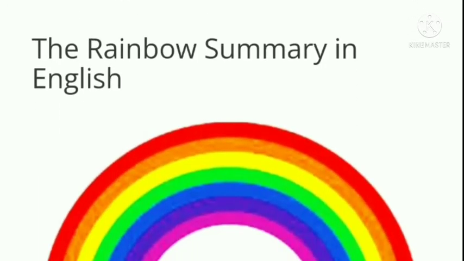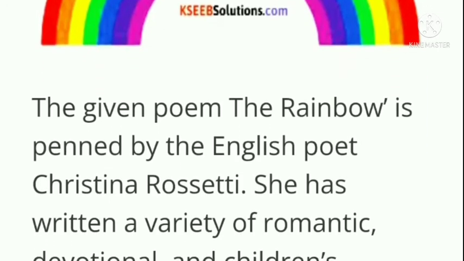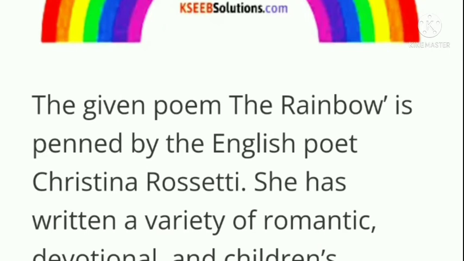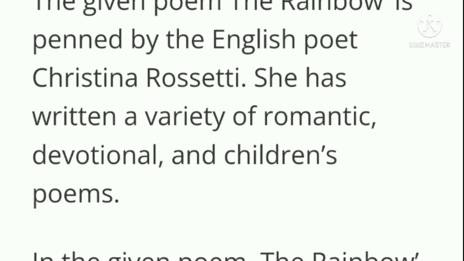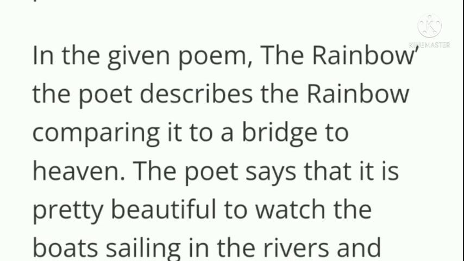The rainbow summary in English. The given poem, The Rainbow, is penned by the English poet Christina Rossetti. She has written a variety of romantic, devotional and children's poems. In the given poem, The Rainbow, the poet describes the rainbow, comparing it to a bridge to heaven.